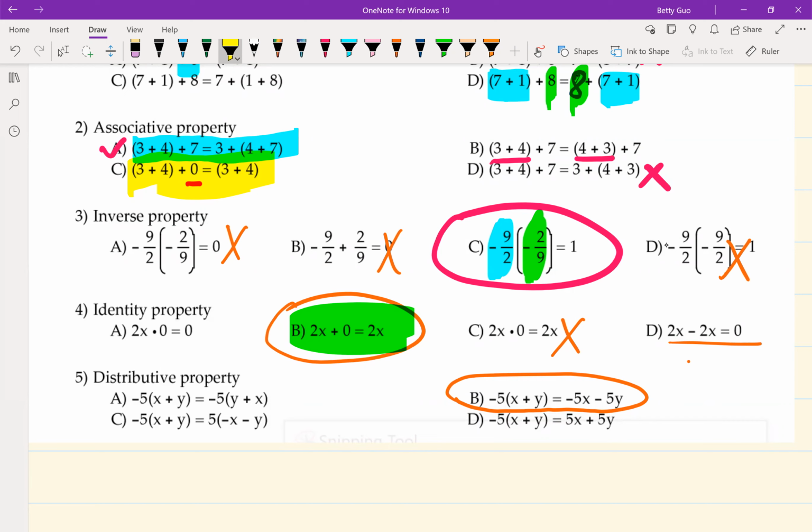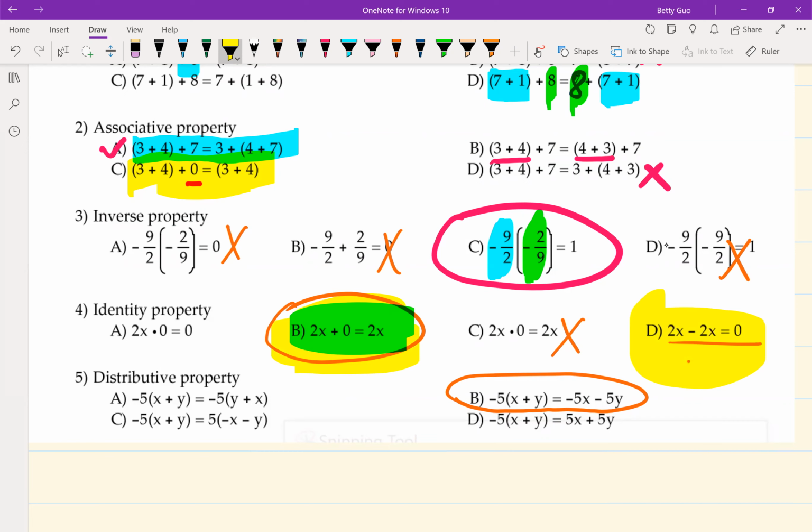Number 4, identity property. We have two identities. Additive identity is 0. Multiplicative identity is 1. So the answer is B. B is the better example to display or illustrate the identity property. Additive identity is 0. 2x plus 0 is 2x. D is closer, but not as good as B. C is false. A is true, but it doesn't show you the identity property.